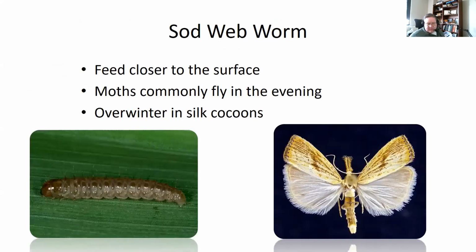Okay, sod webworm is another fairly common pest. You have this if you start seeing brown spots in your lawn, and when you walk on your lawn, especially in the evening, little white moths start flying up at your feet, or when you mow. Now, if you walk through your lawn and every 10 or 15 steps one of these flies up, I wouldn't do anything. It's such a low level, I wouldn't worry. But if you see one fly up every time you take a step, I would treat.